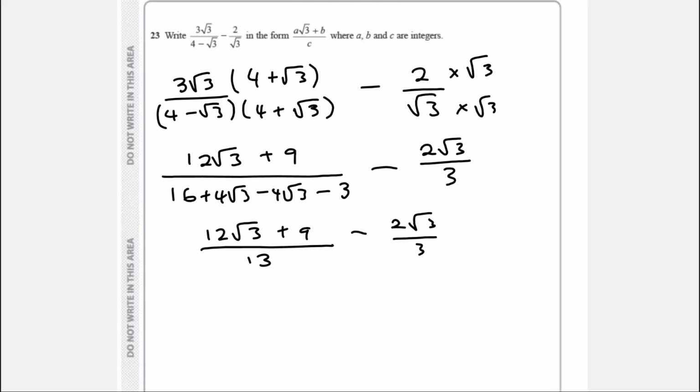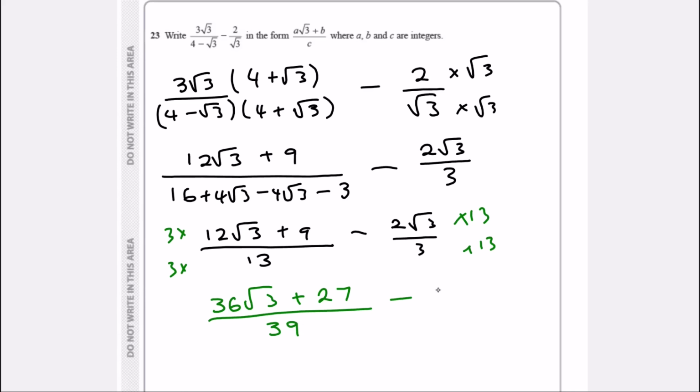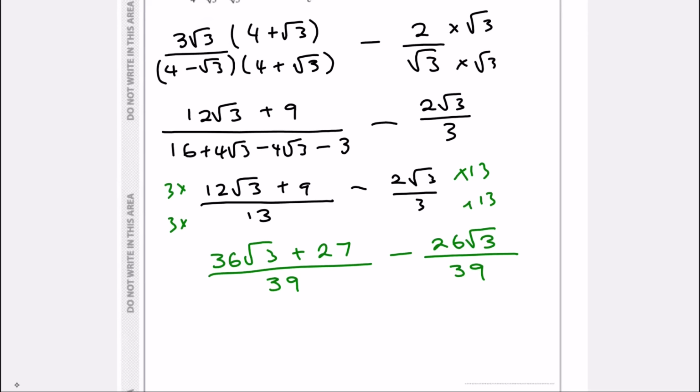Now we can add our fractions. We want the denominators to be the same, so we can add them or take them away. So if we times top and bottom of our first fraction by 3 and our second fraction by 13, we will get 36 root 3 plus 27 over 39 minus 26 root 3 over 39. And then we can just take them away. So 36 root 3, take away 26 root 3 is 10 root 3 plus 27 over 39.